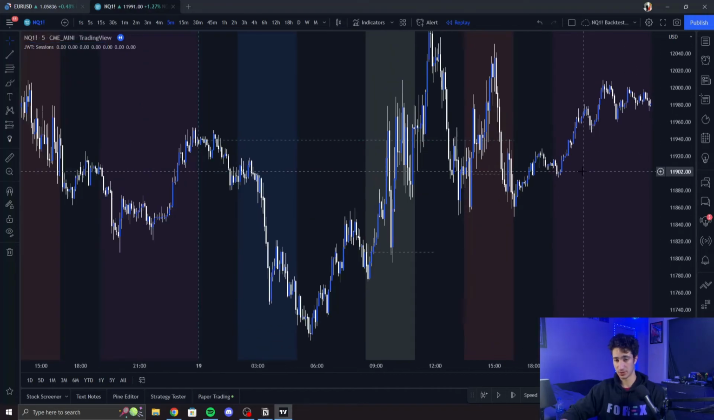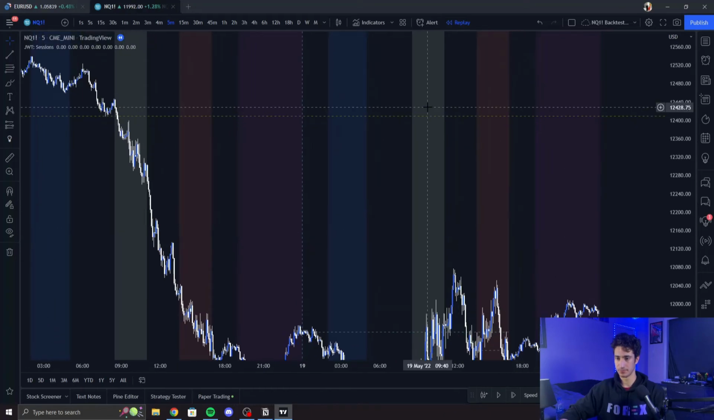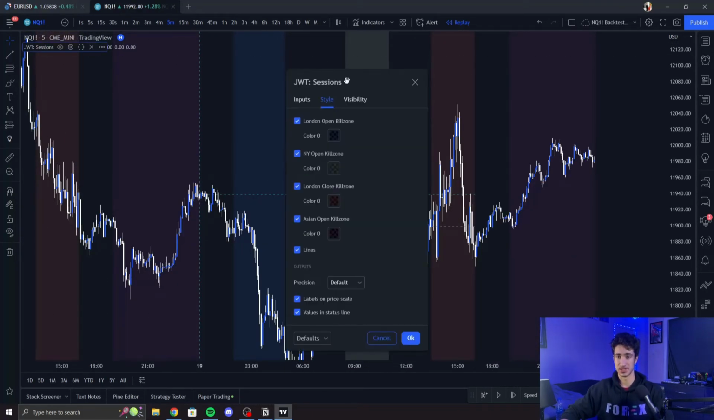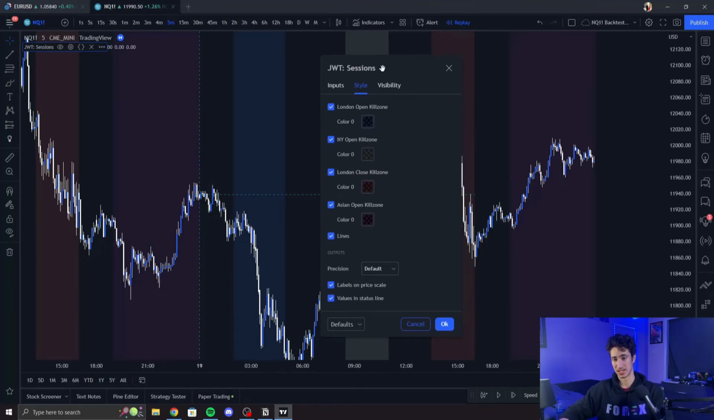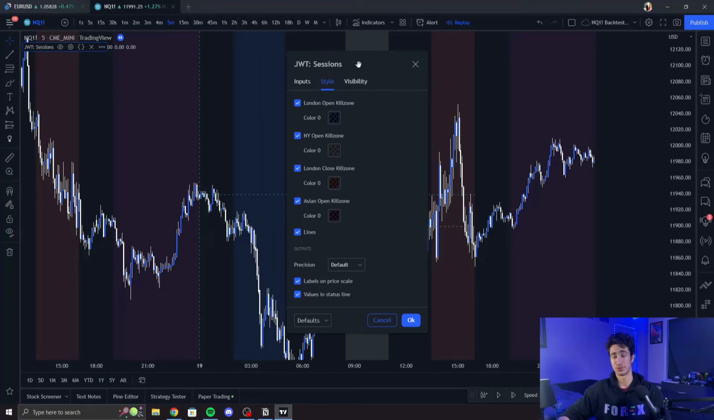And you may have noticed this beautiful indicator here that overlays the sessions and the midnight open, the 8:30 open, the 1:30 open, and the week open here. It's a little bit higher up. I created this indicator called JWT Sessions, and by the time this video goes up, I will have listed this on the Discord server. So if you want to use this indicator, it'll be in the Discord. It'll be under helpful indicators, and this is completely free. All you have to do is join the Discord.